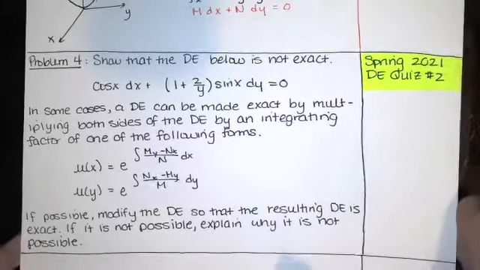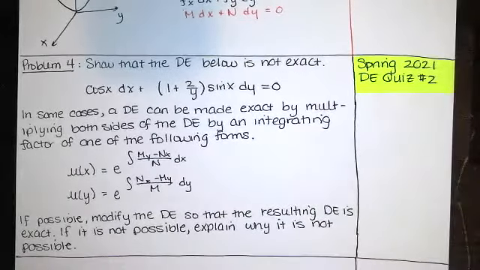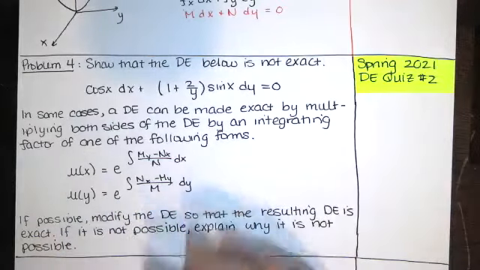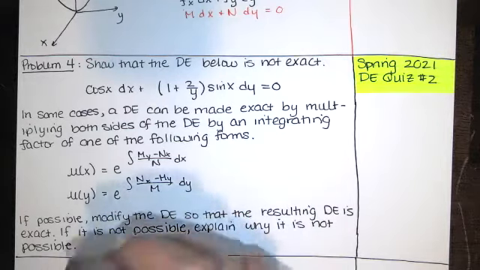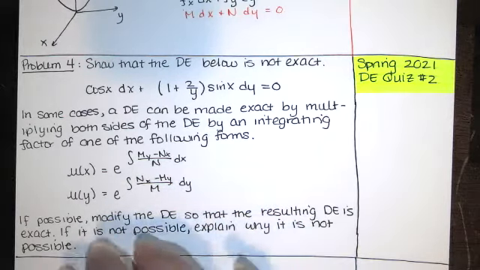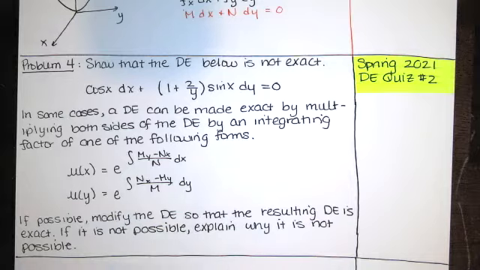In this video, we solve problem number 4 from one of the quiz number 2s from the elementary differential equations class in the spring 2021 semester at Tulsa Community College. We're asked to show that the differential equation below is not exact, and then we're told that the differential equation can sometimes be made exact by multiplying the differential equation by an integrating factor of one of these forms. Then we're asked to modify the DE so that the resulting DE is exact if that's possible. And if it's not possible, explain why it's not possible.